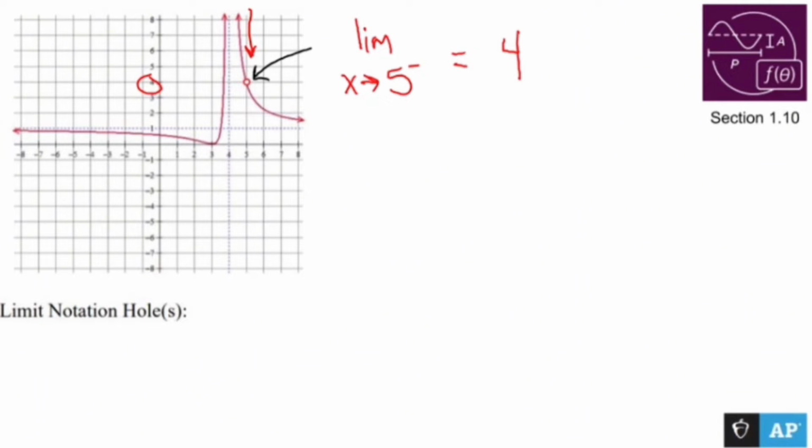Now, coming from the right side is a lot of the same. If I head towards 5, which is my hole, I would write that out as the limit as x approaches 5 from the right side, which means a little plus sign right there. As I approach the x value of 5 from the right side, I hit the same exact y value of 4. So the answer is going to be exactly the same from the left and from the right. And that's how you do limit notation of a hole.